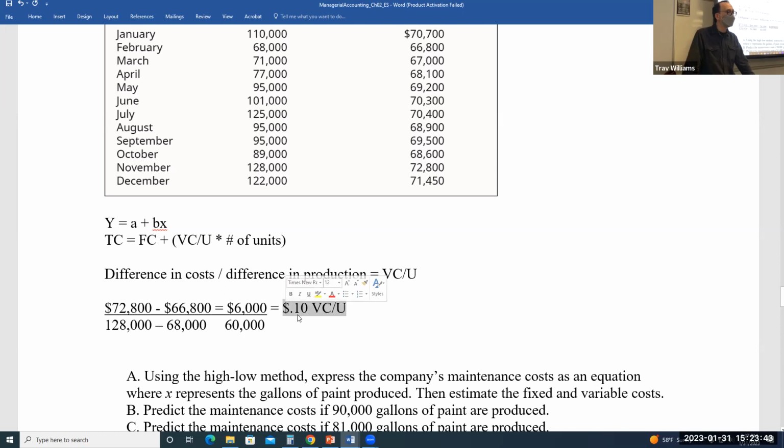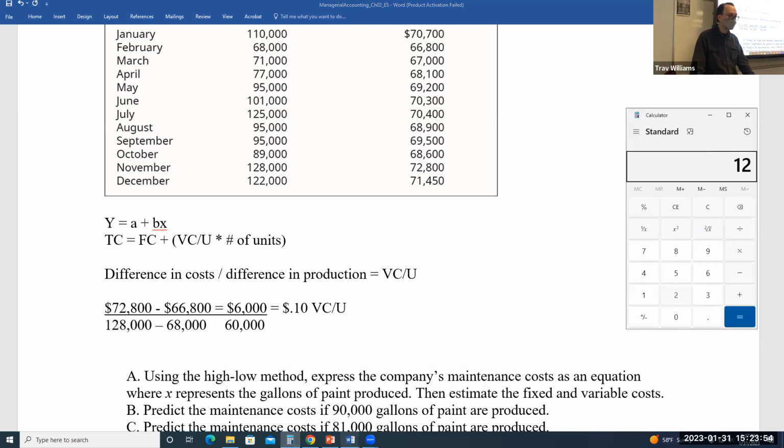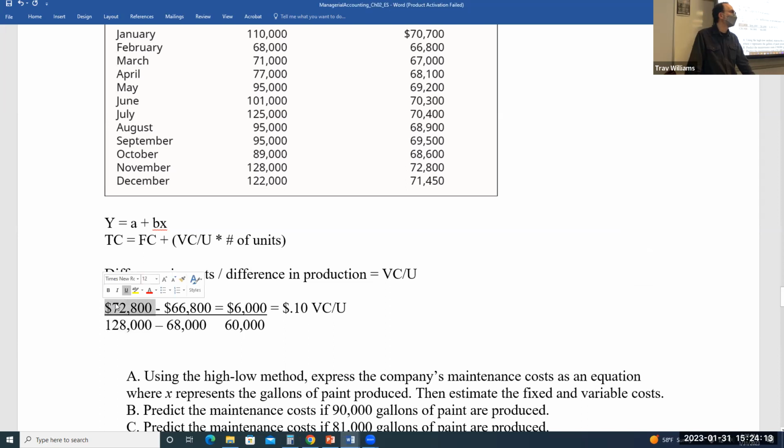And so if we know that it's 10 cents of variable cost per unit, and we produced 128,000 gallons, we just multiply number of units times the variable cost. And so we had $12,800 of variable costs in November. We know this is our total costs. So if we subtract the variable costs from the total costs, we get our fixed costs.